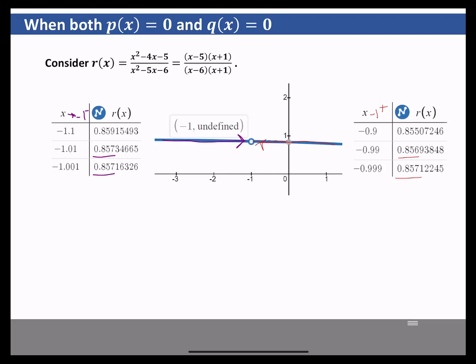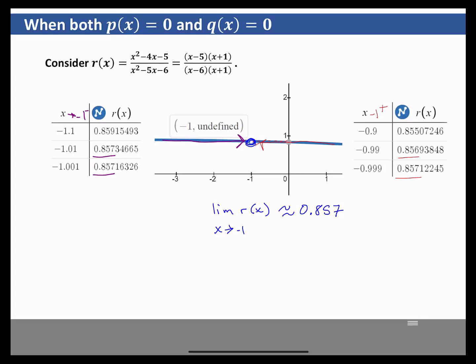The terminology we're using, where x is getting closer to negative 1 from the left or the right, might remind you of limits. And so one thing we're noticing is that it appears that the limit of r of x as x approaches negative 1 is approximately 0.857. In fact, we can find the exact value of this limit, and thus the exact location of this hole, by using a simplified version of r of x.